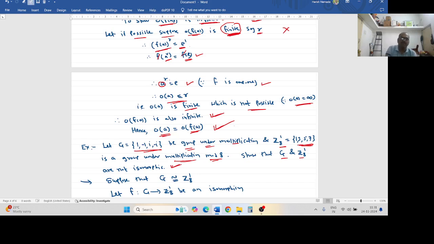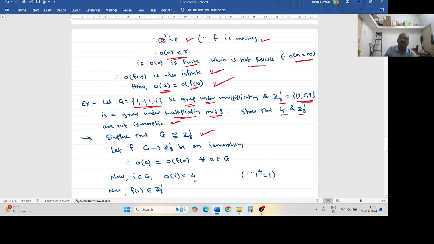So suppose that G is isomorphic to Z dash. So there is an isomorphism f from G to Z dash. मग वरचा थेरम काय सांगतो की जेव्हा दोन ग्रुपमध्ये आयसोमॉर्फिझम असतो तेव्हा एलिमेंटची ऑर्डर आणि त्याच्या इमेजची ऑर्डर पण इक्वल असते. म्हणजे order of a is equal to order of f of a for all a belongs to G.